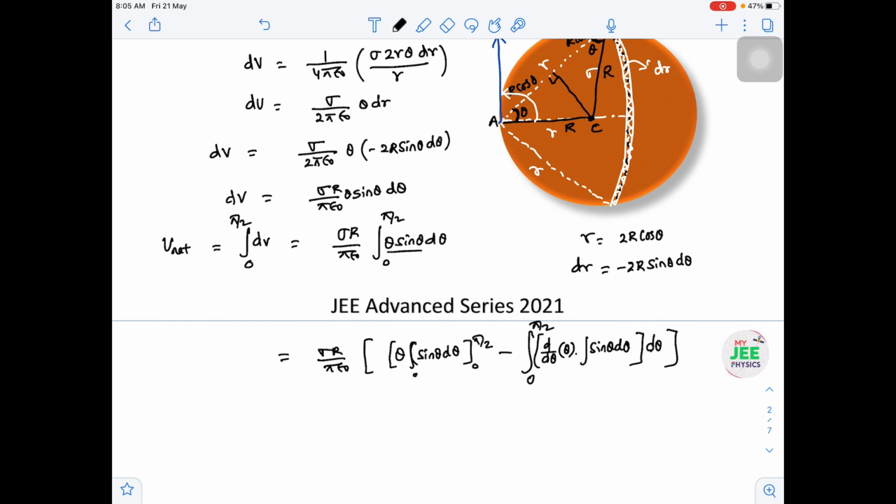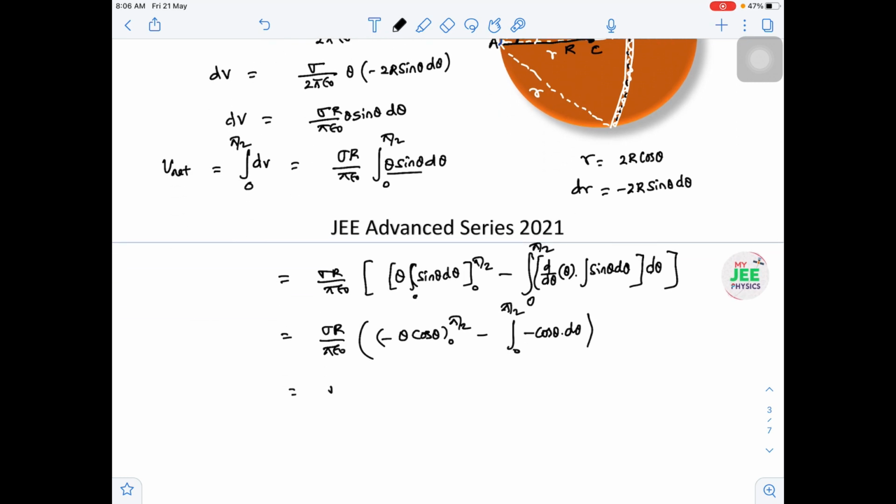Then sigma R by pi epsilon naught. So this value goes to minus theta cos theta from 0 to pi by 2, minus of the integral, where the derivative of theta is 1, and the integral of sin theta will become minus cos theta d theta.